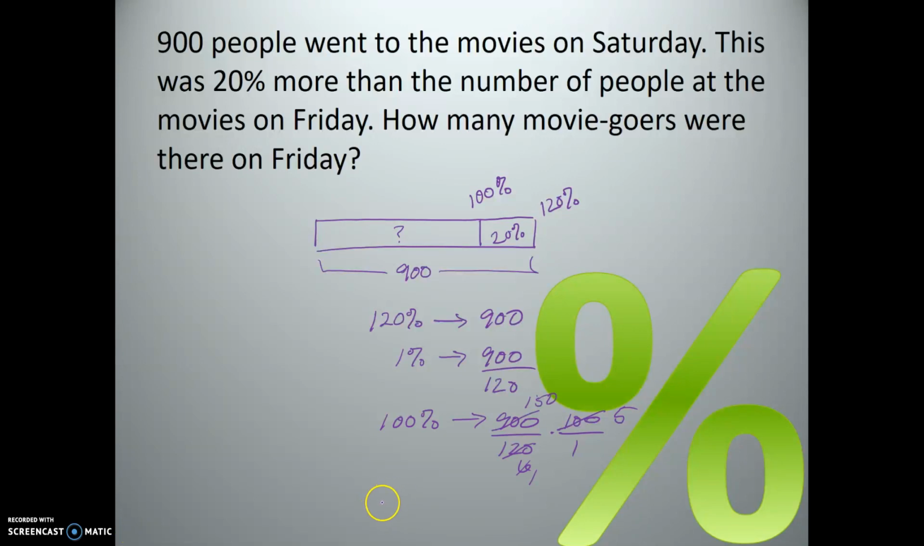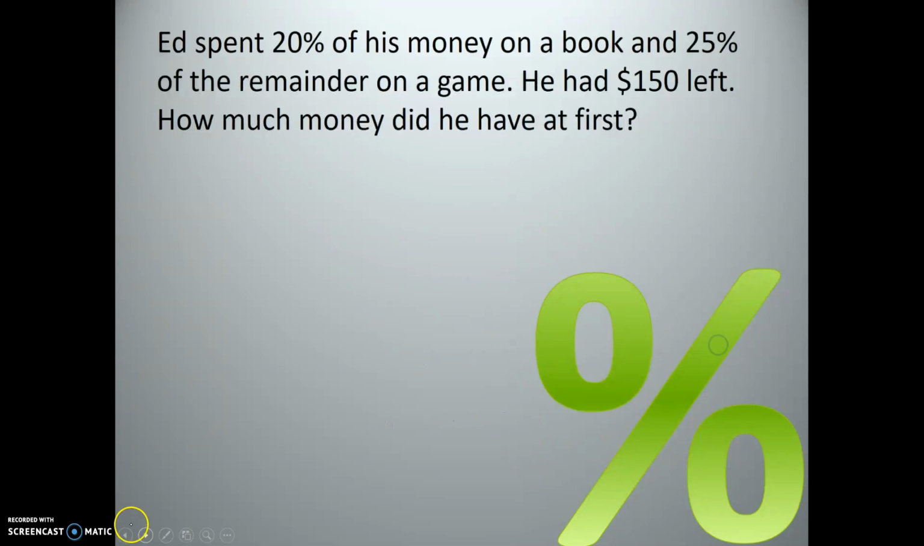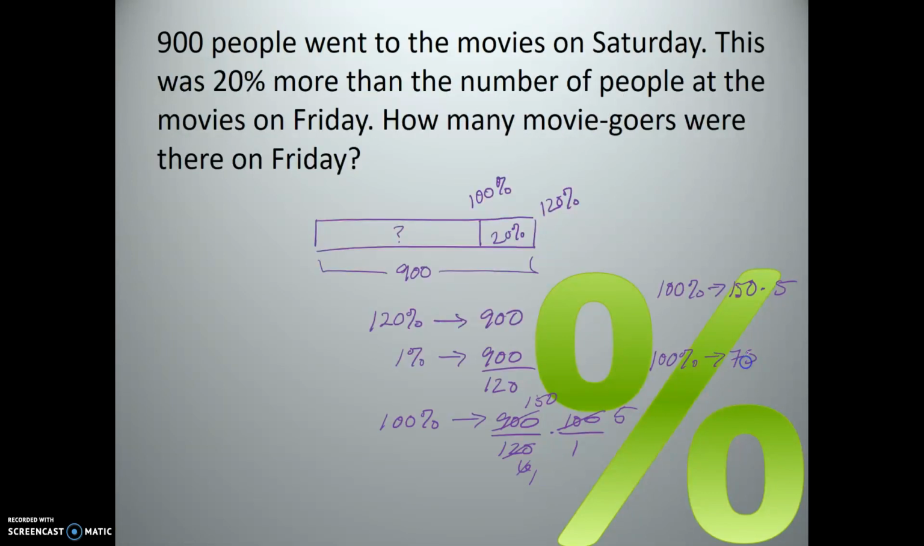150. And so now, let's continue this up here. 100% is 150 times 5. Which is going to equal 750 people. And that's reasonable. 750 people seems like it could be a little bit less than 900 if there was 120% equaling to 900. So I think we're good with that.